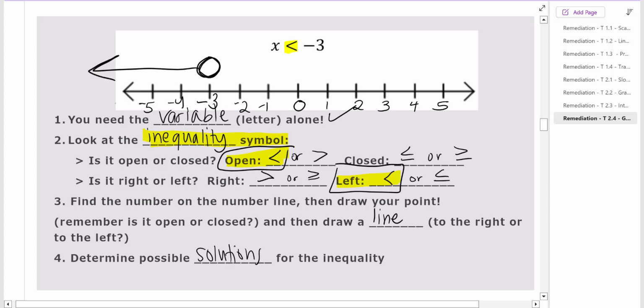Now the last step is determine possible solutions. Ahora podemos determinar las soluciones posibles. So any number below the graph is a possible solution. So cada número que está abajo de la gráfica es una solución posible. So por ejemplo, negativo 4 es un número posible, negativo 5, y podemos continuar en esta dirección. Okay?